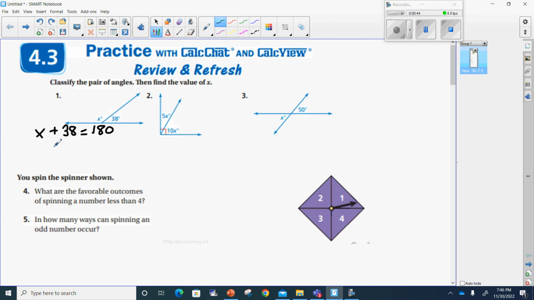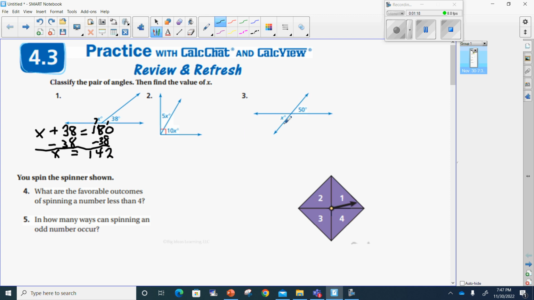We already know we're going to have to subtract 38 from both sides to get our answer. X is going to come on down. Our equal sign will come on down. We know we're going to have to borrow 1 from 8. 10 minus 8 is 2. 7 minus 3 is 4. And that means our answer must be 142.